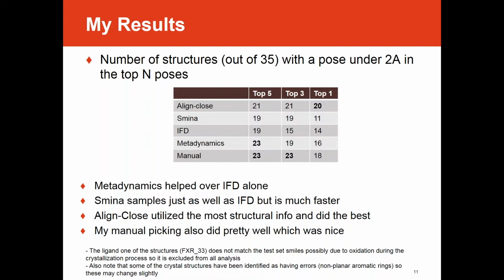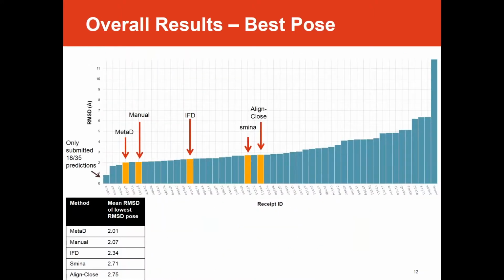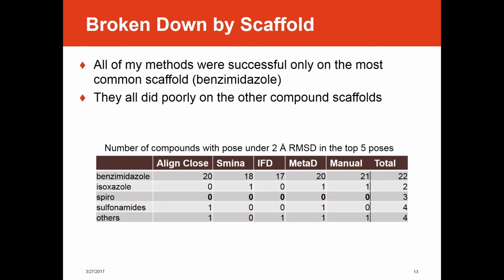The other final thing is my manual method also did pretty well, which I'll show you at the end, which is nice for me because I thought I knew what was going on for most of these, and it turned out to be correct. So overall, my metadynamics method was the 4th place method, followed shortly by my manual method, which chose a lot of the poses. But overall, I was pretty happy with these. The improvement from the IFD poses to the metadynamics poses was very nice.